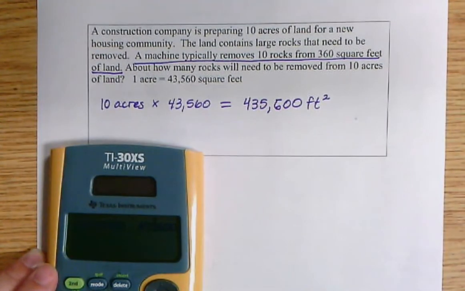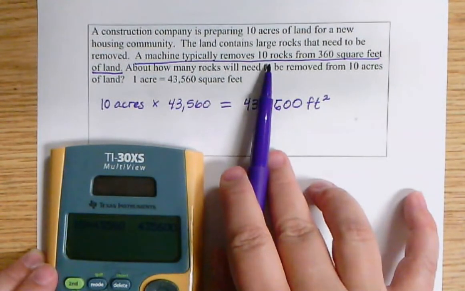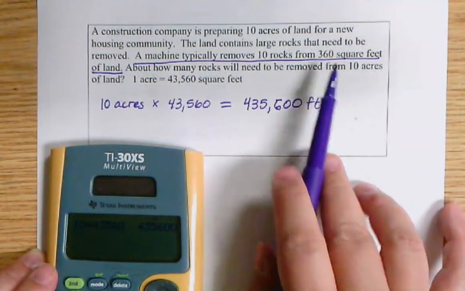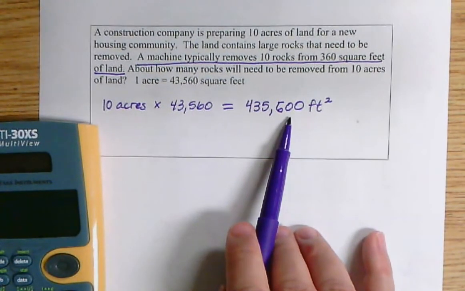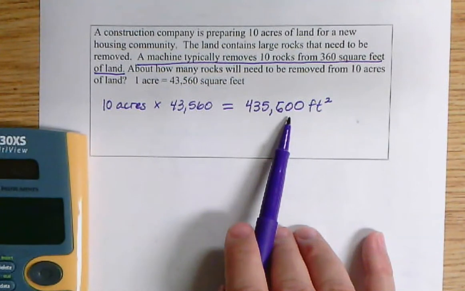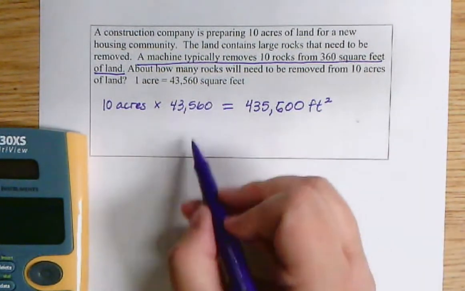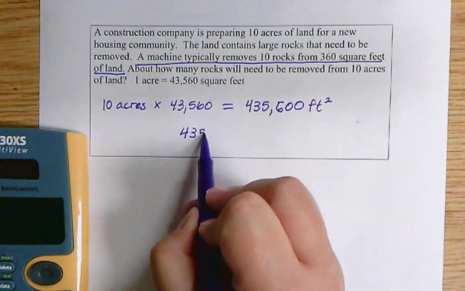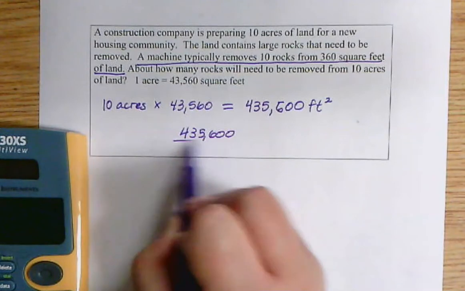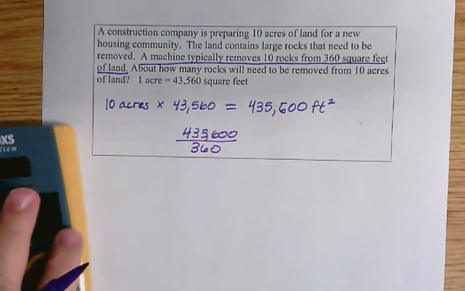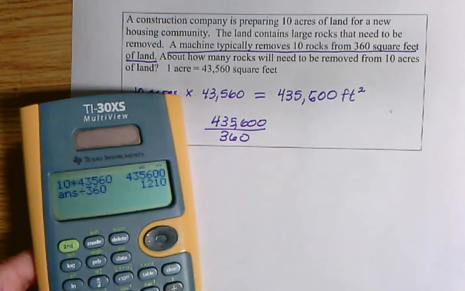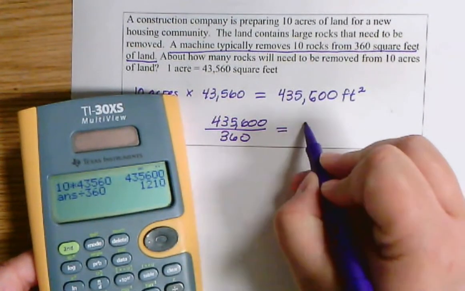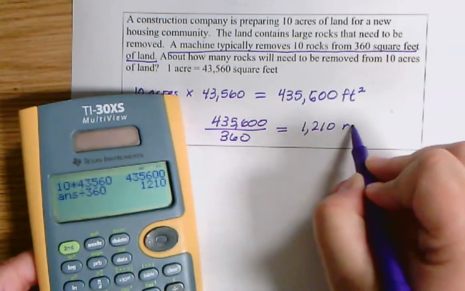Okay, if the machine takes 10 rocks out of every 360, I need to know how many times 360 goes into this to figure out how many rocks are going to come out of this amount of space. So 435,600 divided by 360. And we still have that number in here. And I get 1,210 rocks.